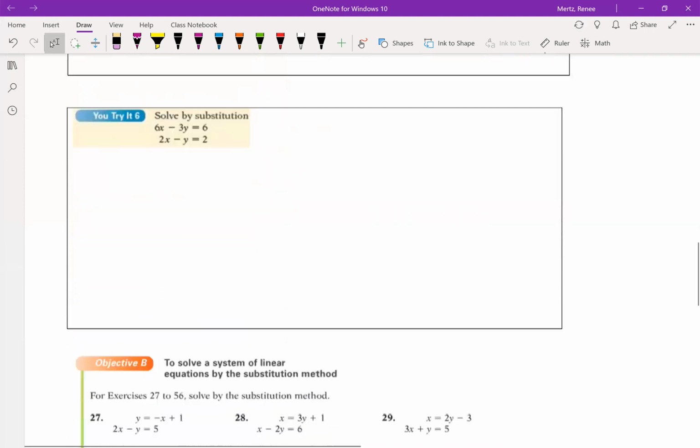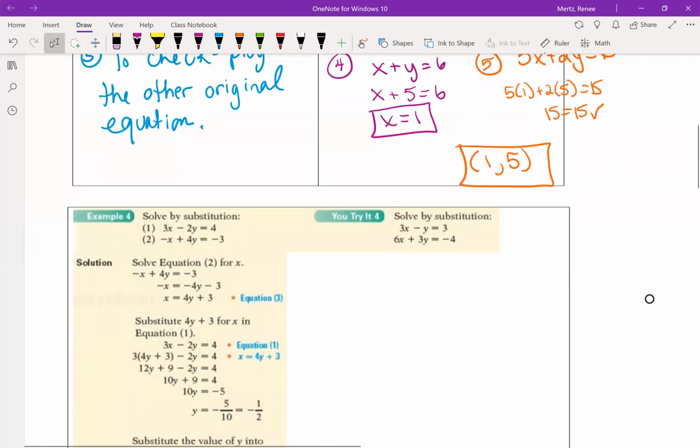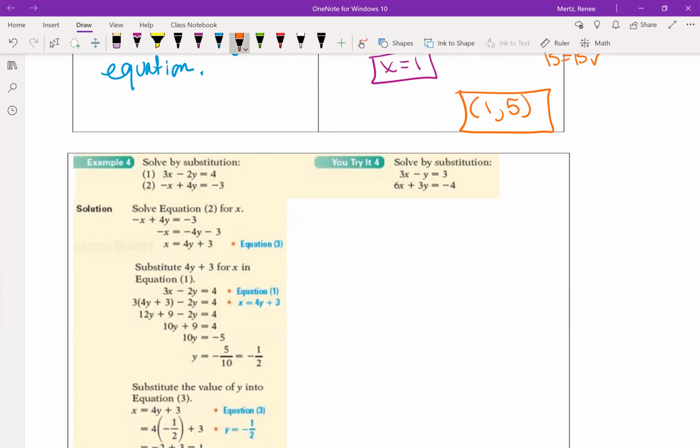All right, so we're going to try a few more of these by substitution. So we have 3 of them. You'll get to see what our special cases look like also. So pick a variable to get alone. Which variable do you think is going to be the easiest to get alone? So I would choose, let me just write them side by side.